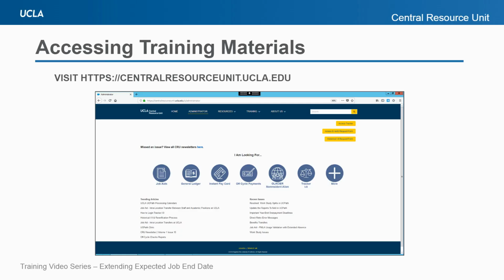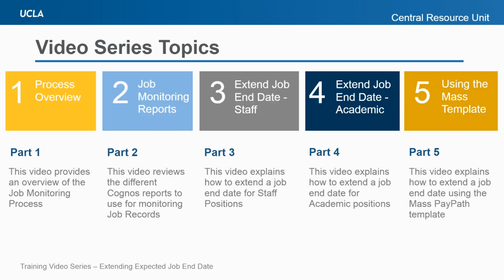To access this video, along with other training resources, visit our website at centralresourceunit.ucla.edu. The Administrator tab has buttons for you to access popular features such as job aids, Tracker I-9 information, and trending articles. You can also use the search field to find resources. Type in Extending Expected Job End Date Training Guide to find the resource material that accompanies this video series. Feel free to print it out or download it to follow along with the examples. Please note, materials are updated regularly, so be sure you have the most current version if you are printing them out. This video is part 4 in a 5-part series.